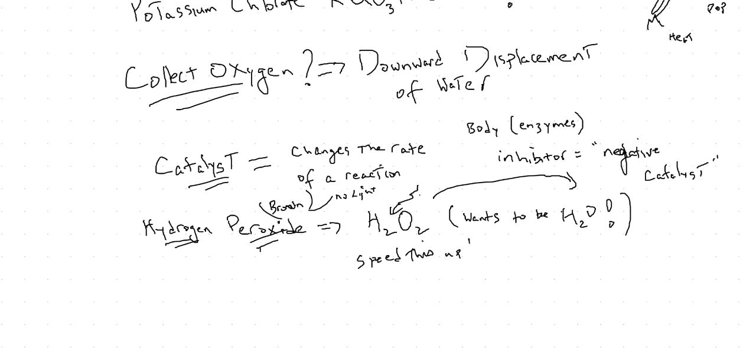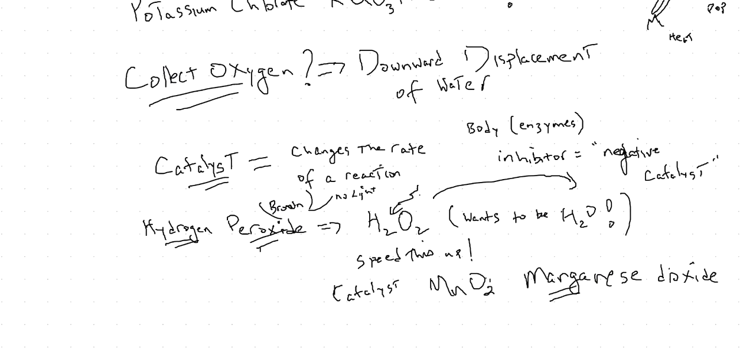Okay? And what we're going to use is a catalyst. And the catalyst we're going to use is MnO2. And this is called, not magnesium, manganese dioxide. Okay, manganese, not magnesium, MnO2. And that's going to speed up the reaction.